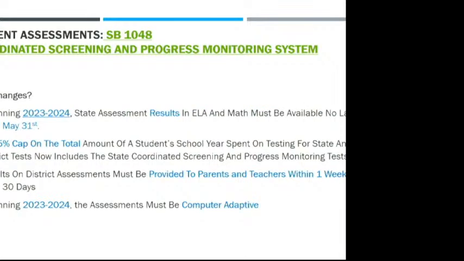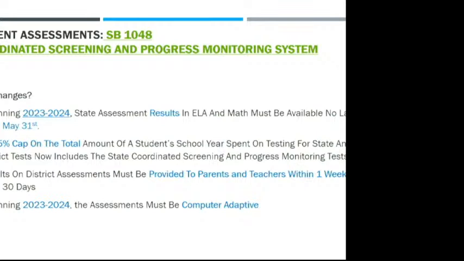Beginning in 23-24, the state assessment results must be available to us by May 31st. That's a very tight timeline. There is currently a 5% cap on the total amount of time that a student can test on district or state required tests. So we have to calculate that in every grade level. Now this state coordinated screening process counts in that 5%. So it is a lot more testing days than our current system. We don't know the length of the test yet, though, so we don't know if it's a lot more time or less time.